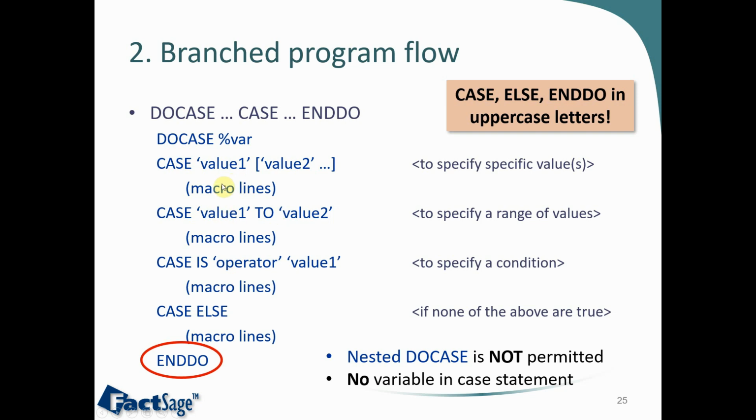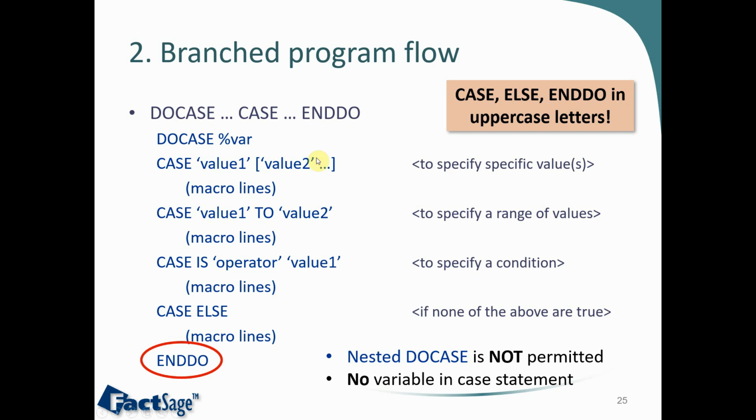Once a condition is true, the macroprocessor executes the statements or the block of code written under the case statement. Then the do case is exited. The keyword end do is required to mark the end of the do case structure. As for the if, else-if, endif structure, nested do cases are not permitted. So you cannot start a new do case, even with different variables, inside the block. In addition, variables cannot be used here. You can only use values.